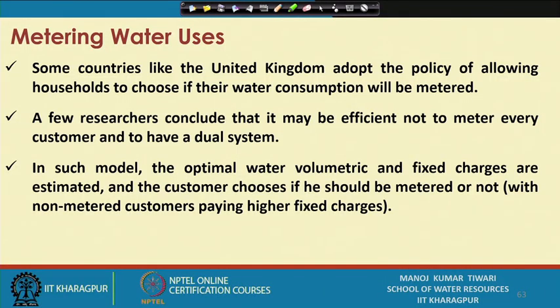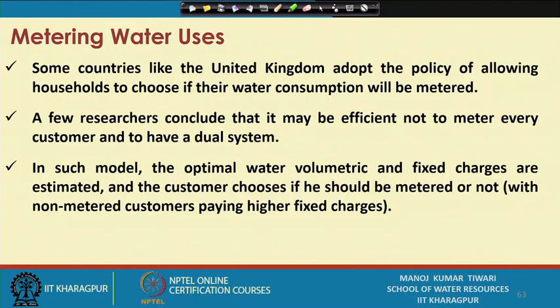Now, the metering of users for water is a critical aspect, because it incurs huge cost. So, if all the consumers have to be metered, there will be a significant amount of cost, and to avoid that, different metering regimes are proposed. Many countries, like the United Kingdom, adopt a policy of allowing households to choose if they want to be metered or not. In many places, metering is not provided.